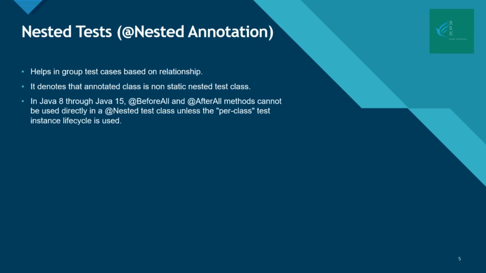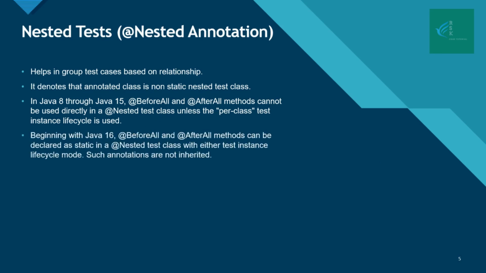In Java 8 to Java 15, we have BeforeAll and AfterAll methods, which cannot be directly used in a nested test class unless this nested test class is annotated with TestInstance lifecycle PER_CLASS. So this annotation is needed, otherwise we cannot use these annotations in a nested class.